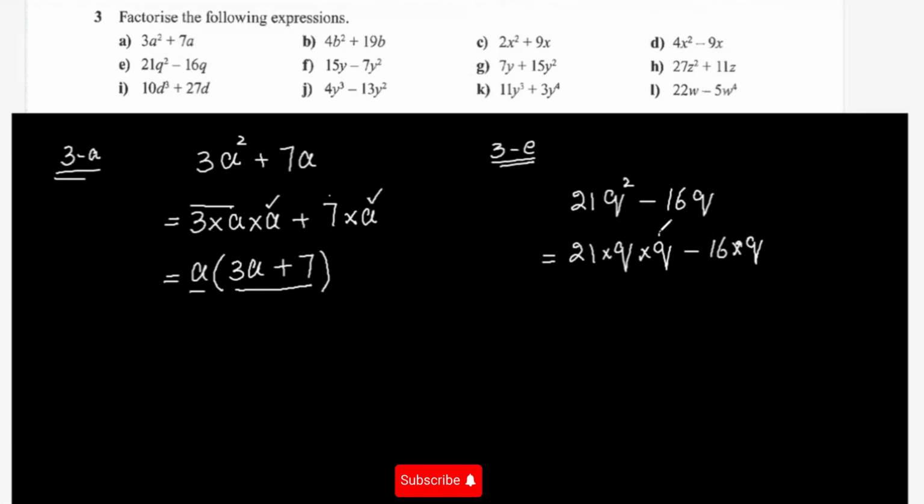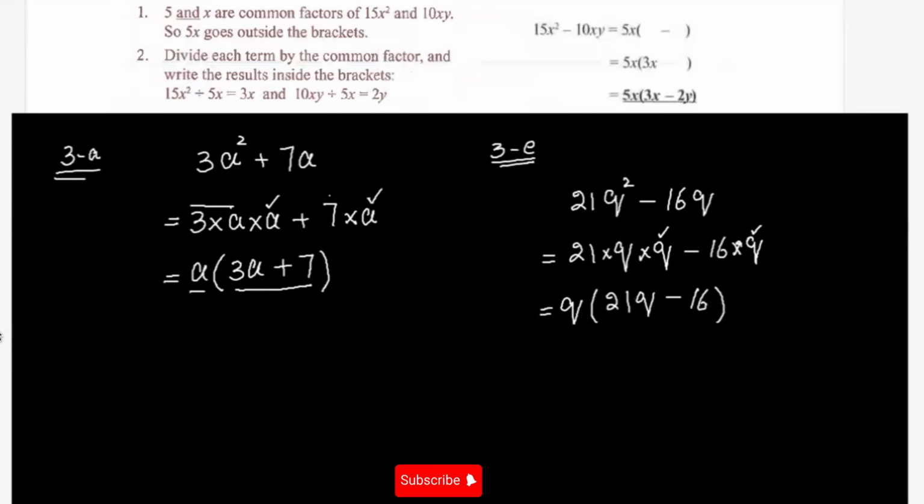So we are leaving them as they are. Now from the first term, we have q. In the second, we also have q. So q is a common factor, which is here. We are left with 21q from the first term. From the second, it is only 16, so negative 16. So this is our expression in the form of two factors, q and 21q minus 16.